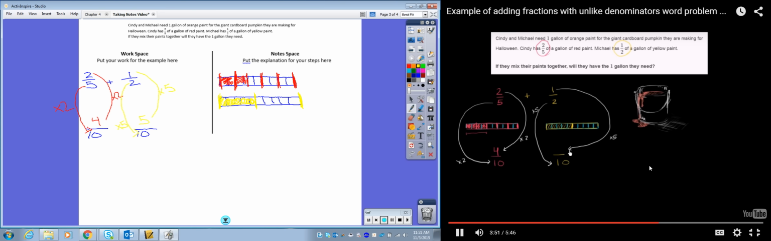Another way to think about it, whatever we did to the denominator, we have to do to the numerator.